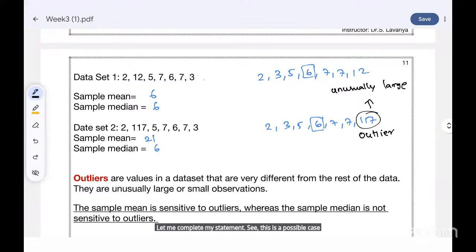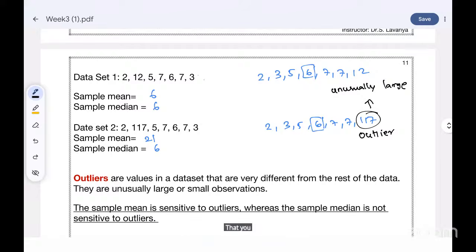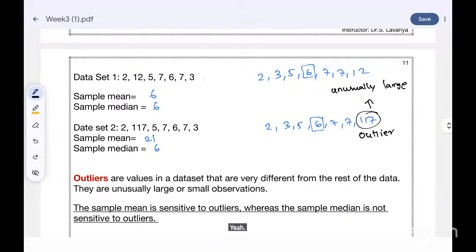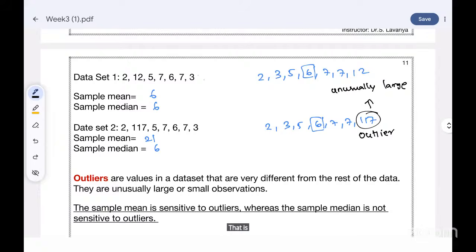But the thing is that median will never get affected by an outlier. That you can say. Mode will be affected by an outlier in certain scenarios like this, as I mentioned. But you cannot name any scenario where the median will be affected by an outlier. That is why median is more robust.